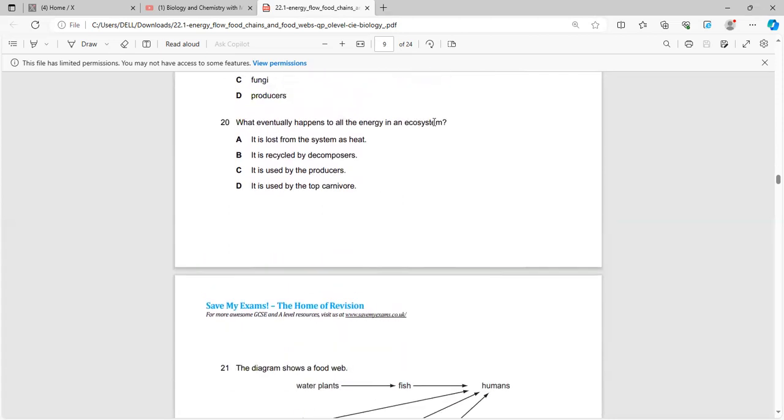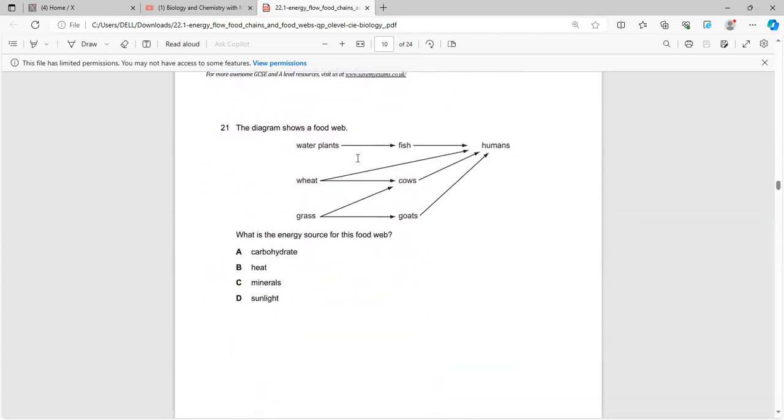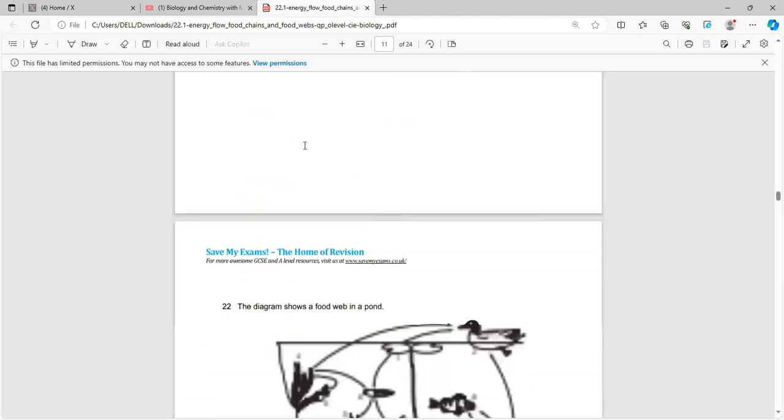Now in question 20, as I told you before as well, energy is always recycled by the decomposers and it is neither lost nor gained in the ecosystem. In question number 21, what is the energy source? The main energy source is not depicted over here, but I told you that the sun is the main energy source for the food web.